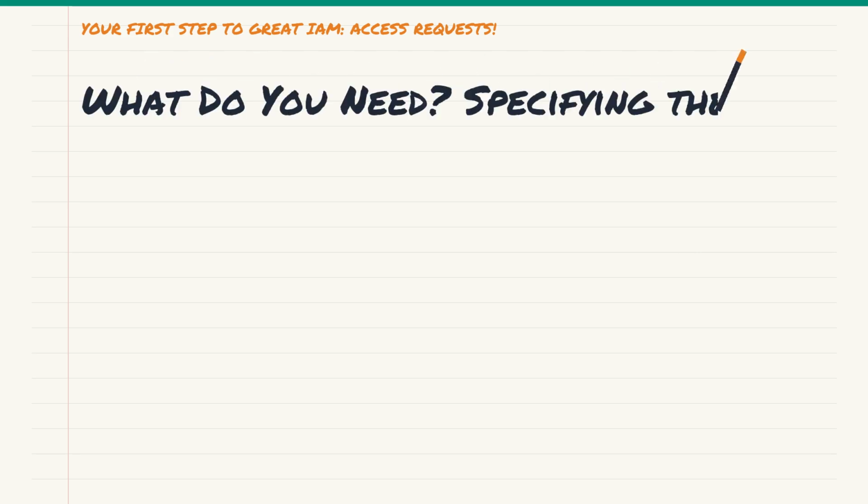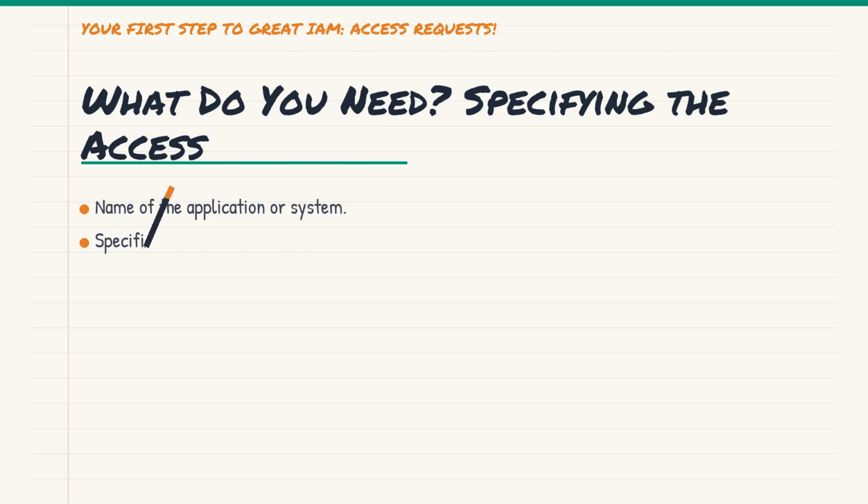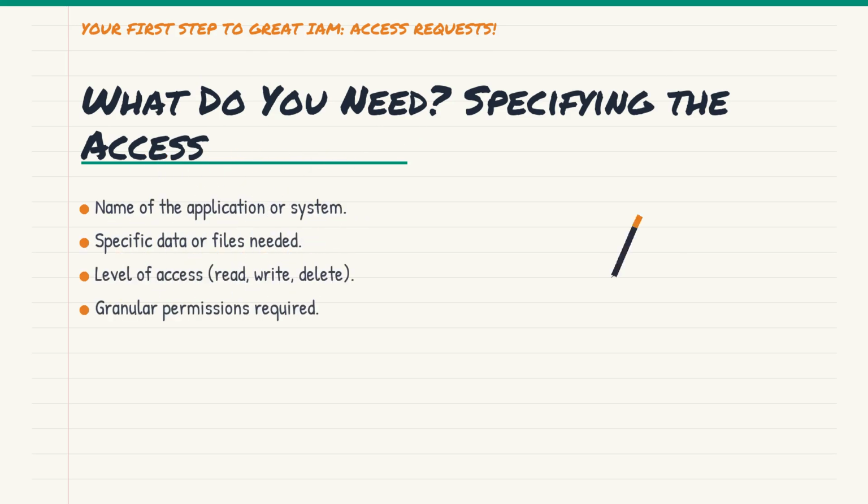Next up, we need to be super specific about what you need access to. It's not enough to say I need access to the sales system. You might need to read reports, but not edit them. Or maybe you need access to customer data, but only for your region. The more precise you are, the better. This could mean specifying a particular application, a specific folder, a certain report, or even just view-only access. Being vague here can lead to either too much access being granted or not enough to do your job.